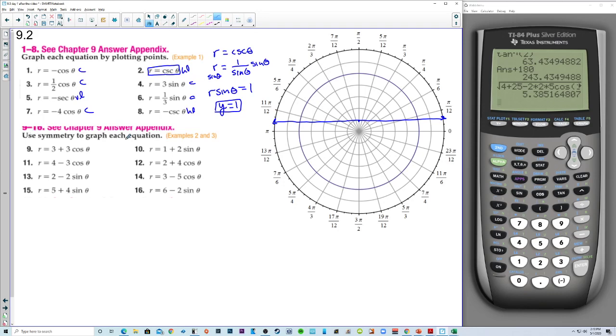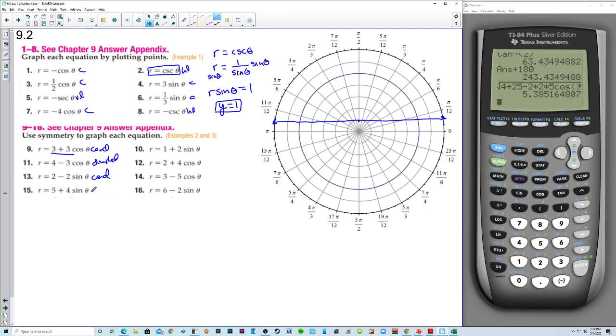Use symmetry to graph each equation. We have a whole process for this, but let me tell you this. This right here is going to be a cardioid because, with the process that we use, we're going to get 0 for one of the r's. This is dimpled because there's no way you're going to get a 0 radius. This is a cardioid.